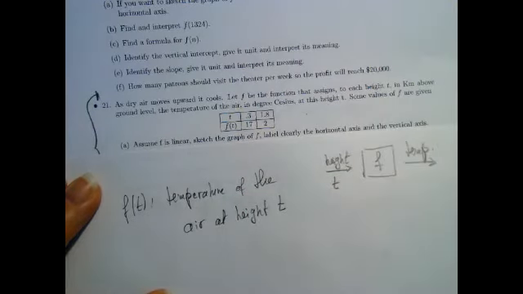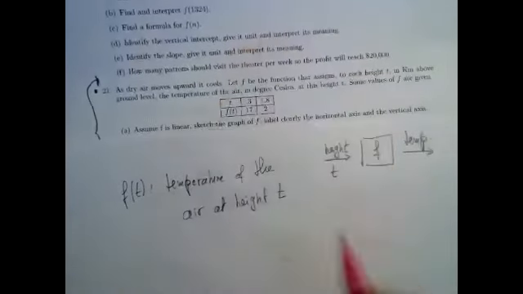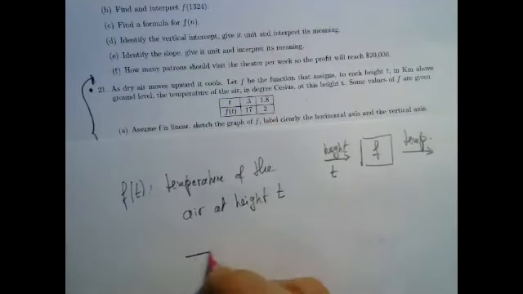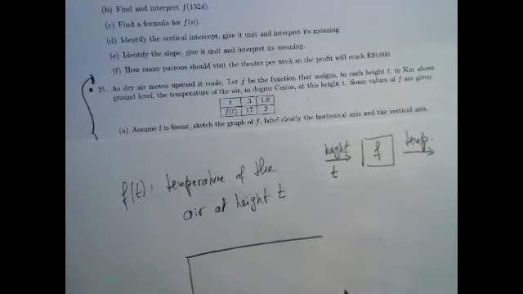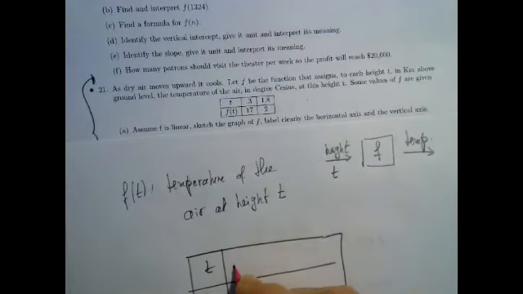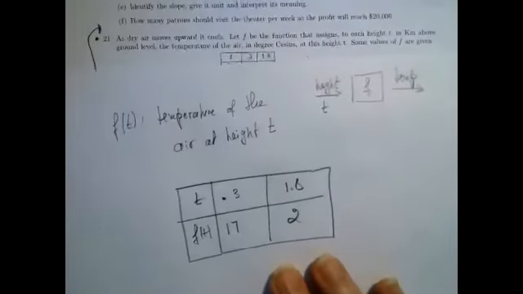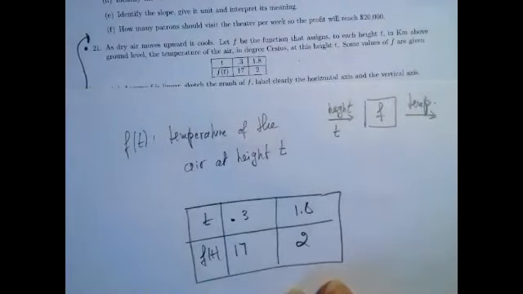Make sure you read the problem, make sure you understand what's given to you. I'm giving you a bunch of values for the height. So I'm telling you that if the height is 0.3 kilometer, the temperature at this height is 17. If you go up 1.8 kilometer, the temperature drops to 2, because the temperature decreases as we go on.